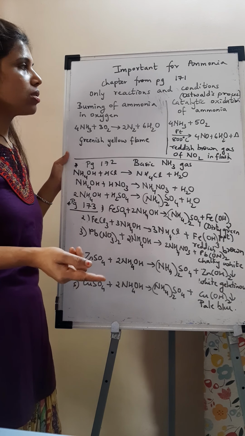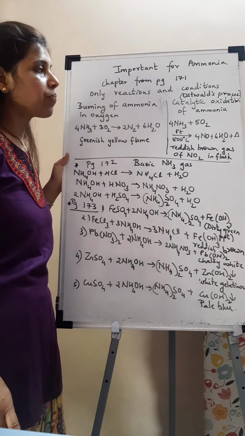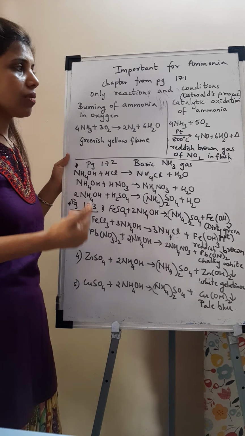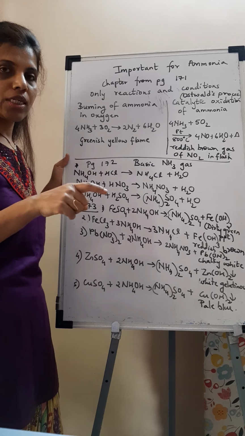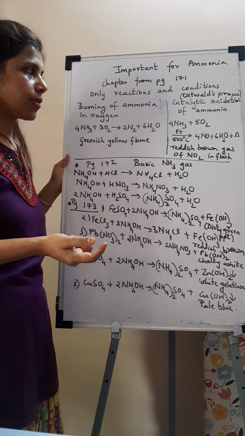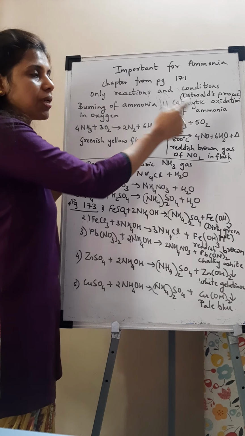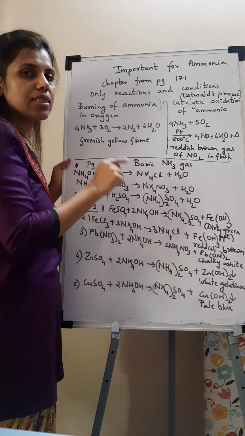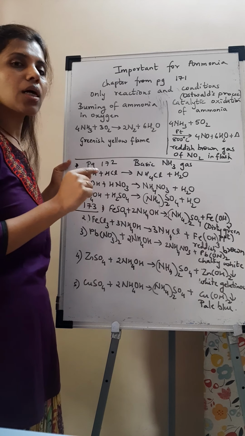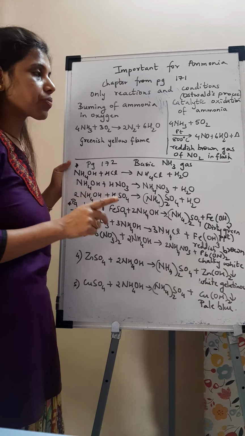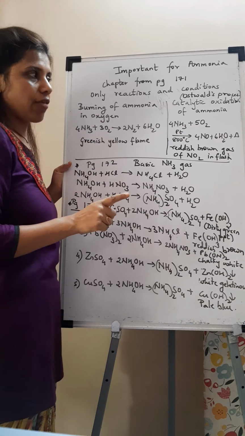Then the second reaction is catalytic oxidation of ammonia. It is also known as Ostwald's process because in this process nitric oxide is formed, which is the initial step for the production of nitric acid. Here ammonia is burned with oxygen, but in the presence of a catalyst, that is platinum, and the temperature is important, that is 800 degrees Celsius. The compounds formed are nitric oxide, water, and heat. It is an exothermic reaction. This you have to remember.